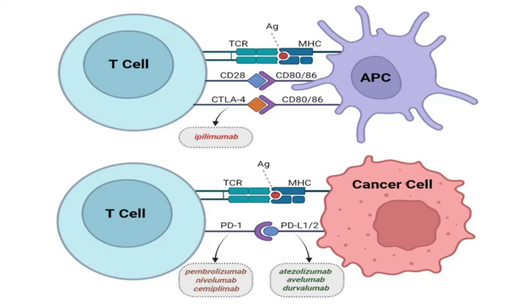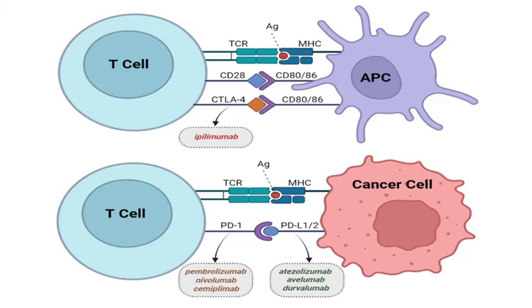PD1, programmed death 1, and CTLA4, cytotoxic T lymphocyte antigen 4, are immune checkpoint proteins that play crucial roles in regulating T cell activity to prevent excessive immune responses and autoimmunity. 1. PD1. PD1 is expressed on activated T cells, and when it binds to its ligands PDL1 or PDL2, often expressed on tumor cells, it sends an inhibitory signal that reduces T cell activation and function. This helps to prevent immune overactivity, but can also allow cancer cells to escape immune surveillance by expressing PD-L1, which blocks T cell responses.